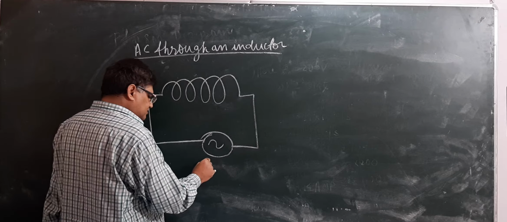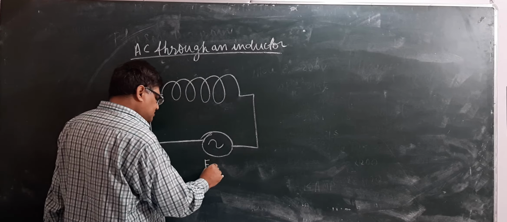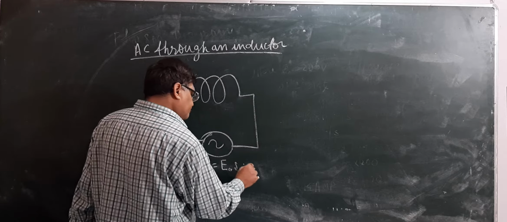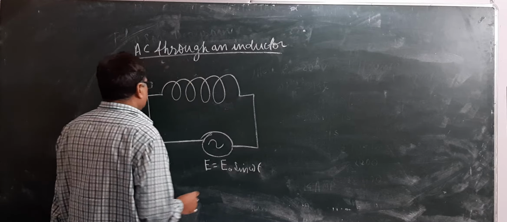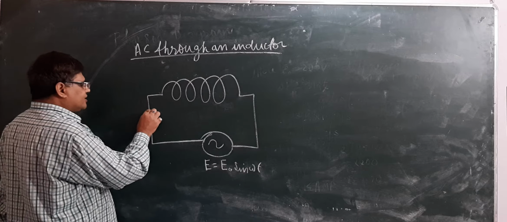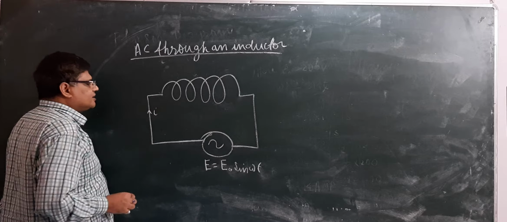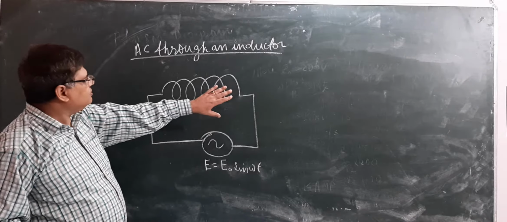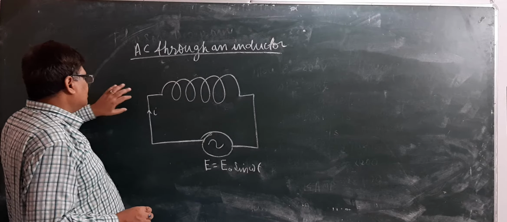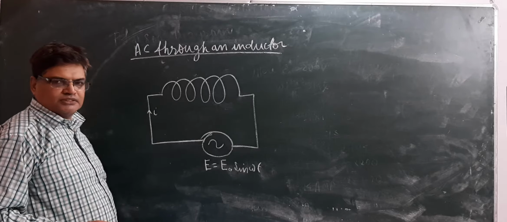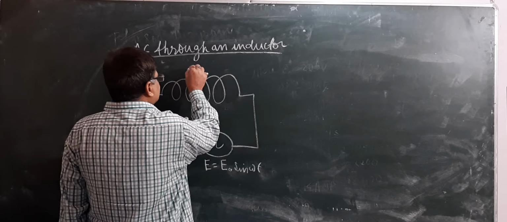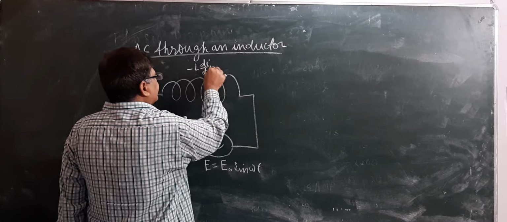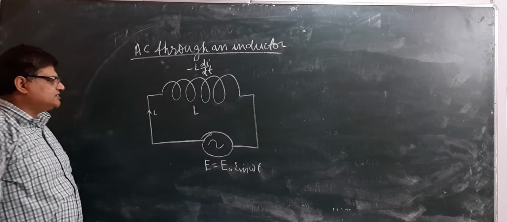The alternator supplies an instantaneous EMF of E0 sin omega t. Suppose at an instant current I flows through it. So current I, when it will flow through this inductor, it will produce a back EMF that will oppose the growth of current. So the back EMF produced is given as minus L di by dt, where L is the self-inductance of this inductor.